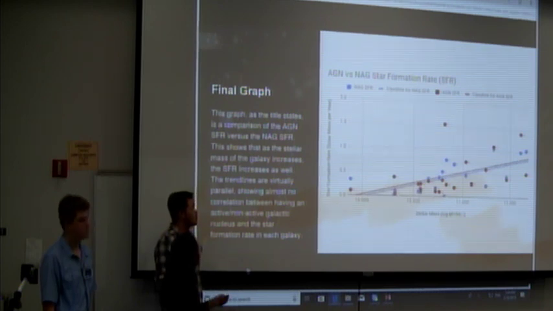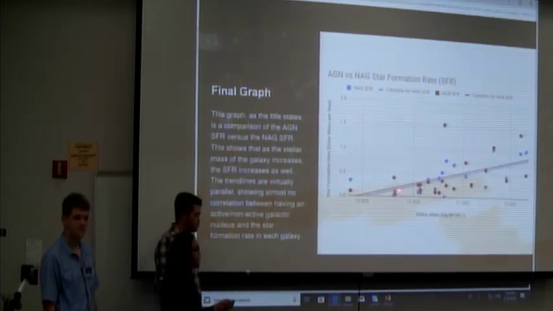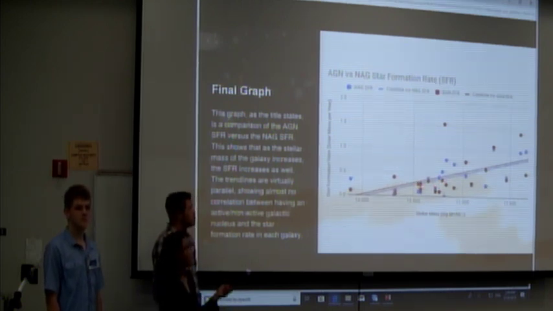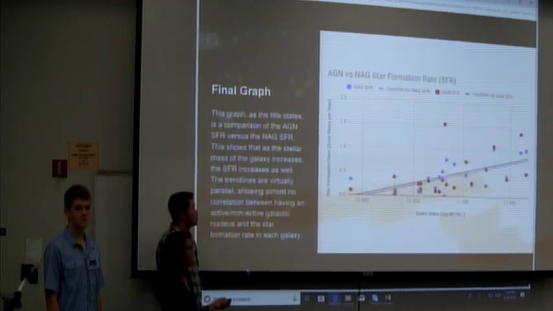We also found that as the stellar mass increases, as you can see, the star formation rate increases too, meaning that the larger the stellar mass is, the more stars you're going to see formed in a year.